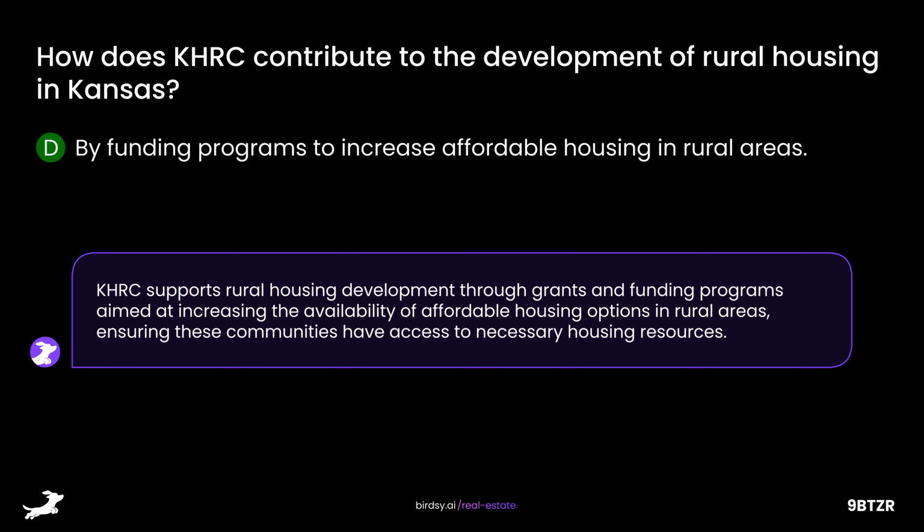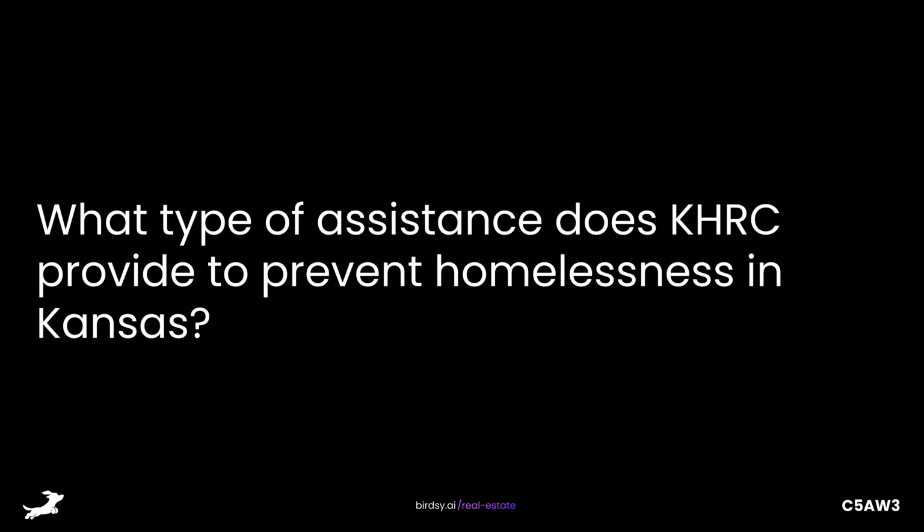KHRC supports rural housing development through grants and funding programs aimed at increasing the availability of affordable housing options in rural areas, ensuring these communities have access to necessary housing resources. What type of assistance does KHRC provide to prevent homelessness in Kansas?